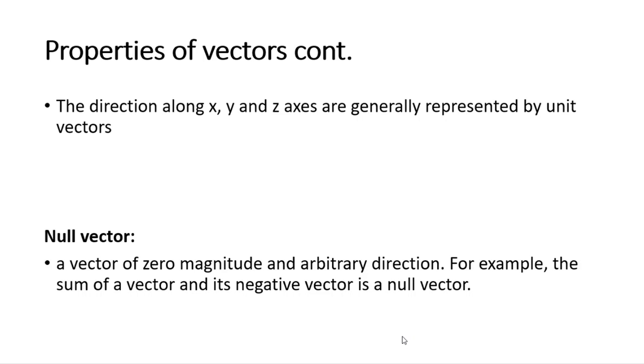Usually we use i, j and k for the x, y and z axes. For example, if I plot the x axis, and not only two dimensions but three dimensions, then i, j and k are the unit vectors for x, y and z respectively. As I already mentioned, a null vector is a vector with zero magnitude and arbitrary direction. For example, the sum of a vector and its negative vector is a null vector.